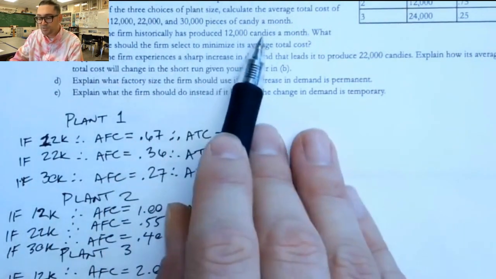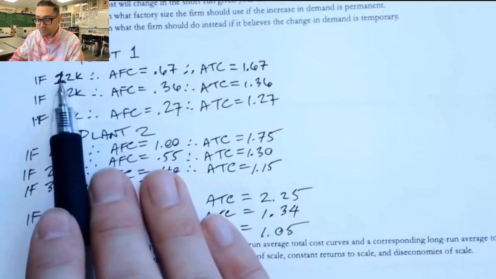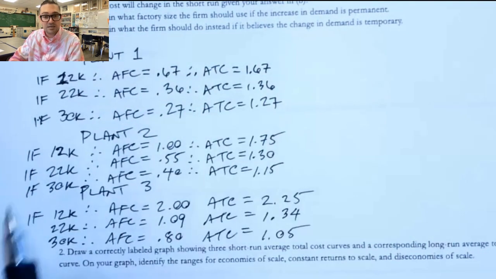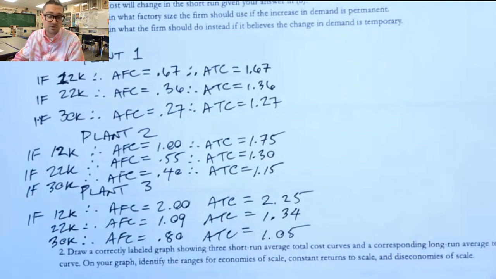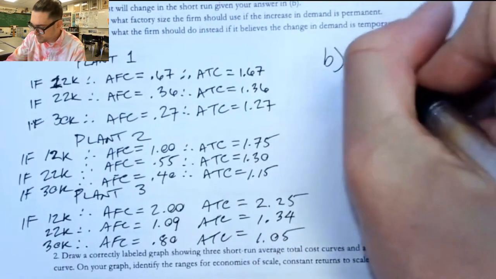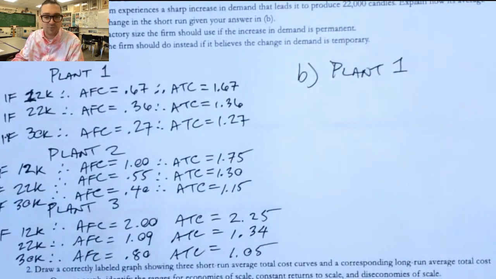Suppose the firm historically produced 12,000 candies a month. What factory size should they pick? So what we do then is we say, well, if there's 12,000, we have one factory, it's going to cost us on average $1.67. If there's 12,000 and two factories, $1.75, 12,000 and three factories, $2.25. So for part B, we should choose plant 1, right? Because the ATC is the least, $1.67 is smaller than $1.75 and $2.25.